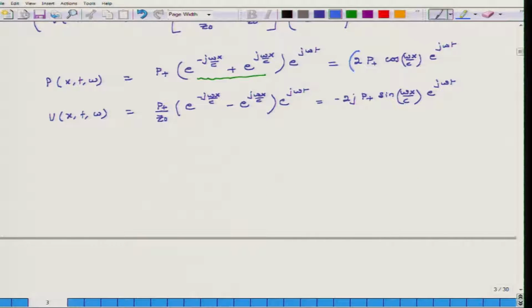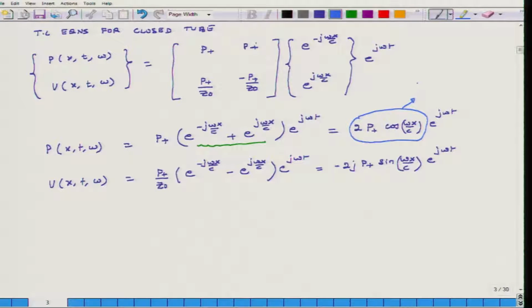Now, this part is the complex pressure amplitude P of x and omega, and this part is the complex velocity amplitude, which depends on x and omega only. Okay. Why do I say it is the complex pressure amplitude? The amplitude of this pressure is the amplitude of this term in the circle times the amplitude of e to the power of j omega t, right. And what is the amplitude of e to the power of j omega t? It is 1.